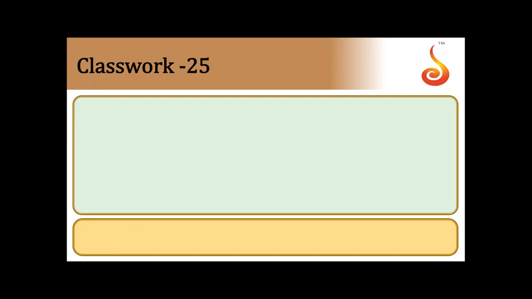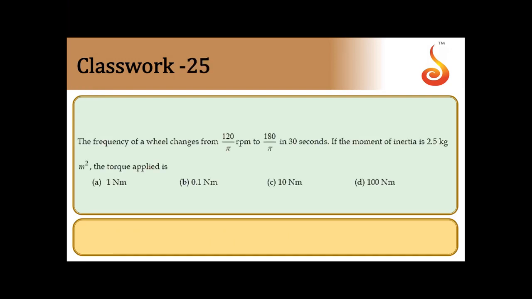So we shall move on to next one. The frequency of a wheel changes from 120 by pi rpm to 180 by pi in 30 seconds. Moment of inertia is 2.5 kg meter square. Then torque applied is. So we know that torque applied is I into alpha, and alpha is omega 2 minus omega 1 divided by t.